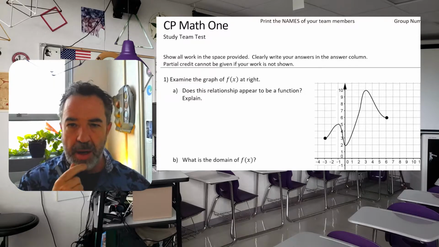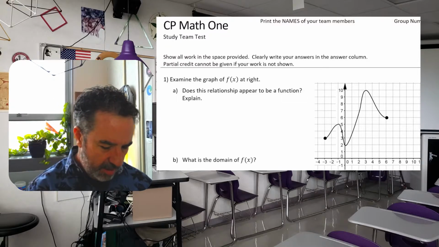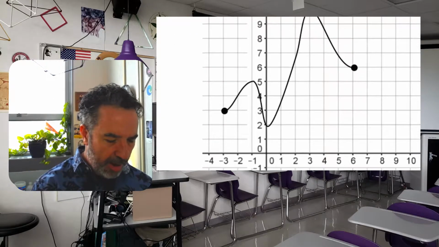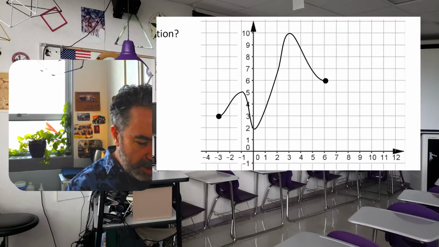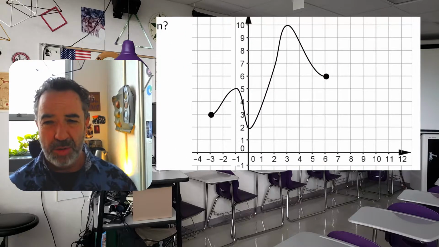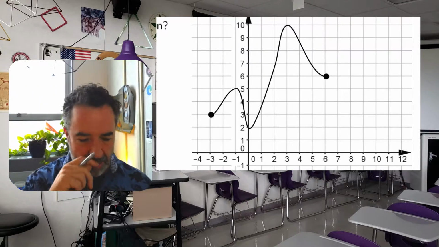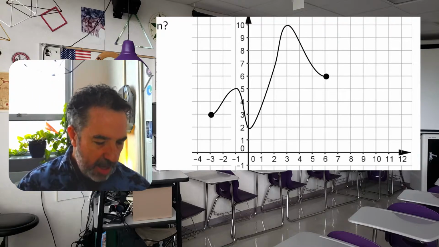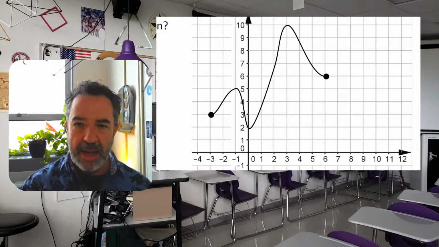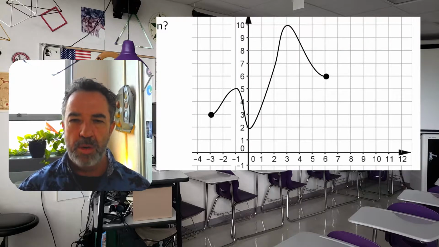So the first problem asks us to examine the graph of f of x at right. So here's this relationship that's graphed for us. And the first question we're asked is, does this appear to be a function? And in this case, I would have to say yes, because here's the thing that's important to me. Each x value has at most one y value.